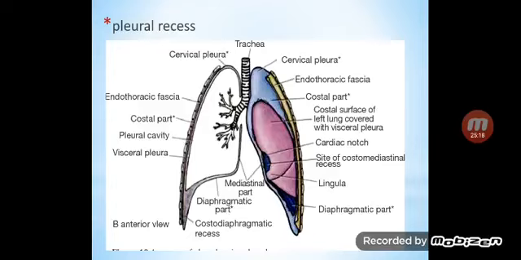the costodiaphragmatic recess, from the name. It is a reflection of the costal part against the diaphragmatic part. This is the first one. The costomediastinal is the reflection of the costal part against the mediastinal part. The last one is the mediastinodiaphragmatic, and this is the smallest one. It is very small among these three recesses, and it is due to reflection of the mediastinal part against the diaphragmatic part.